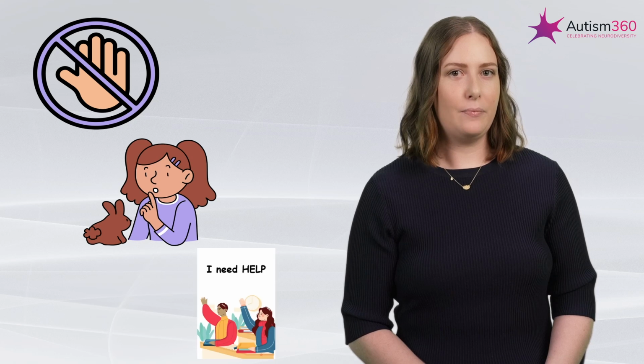When using the token board with My Rules, the carer will place visuals of what the learner must do in order to earn their reward. An example could be keep my hands to myself, use an inside voice, and use my I need help card.